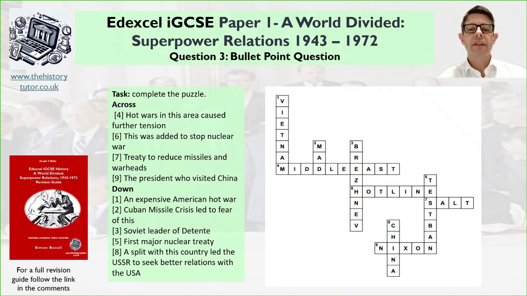2 down, Cuban Missile Crisis led to a fear of this. So MAD, this is mutually assured destruction, of course. The brinkmanship events like the Cuban Missile Crisis and the Berlin Wall may have led to nuclear war. Of course, those are key causes of Detente.